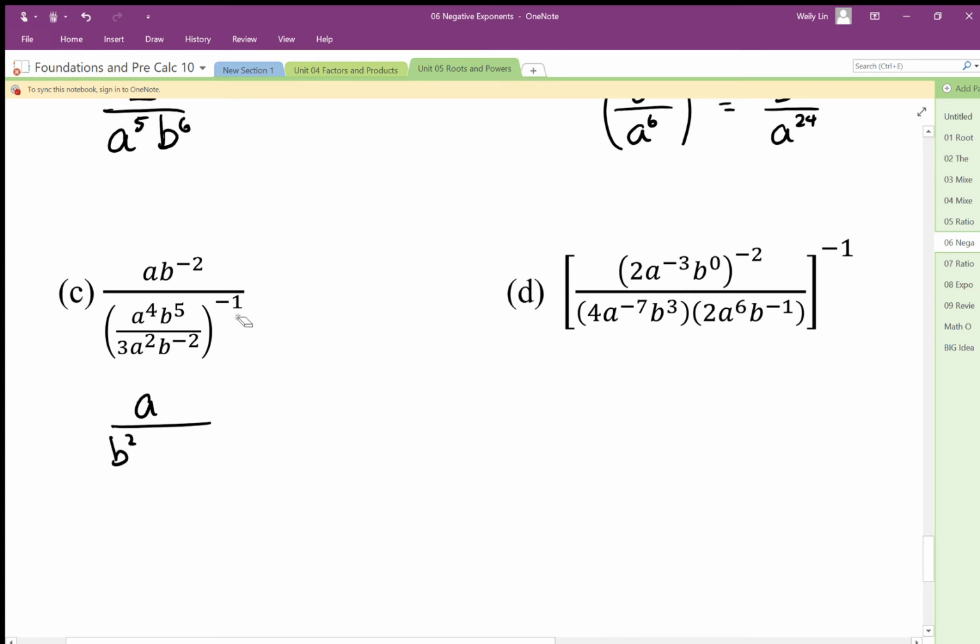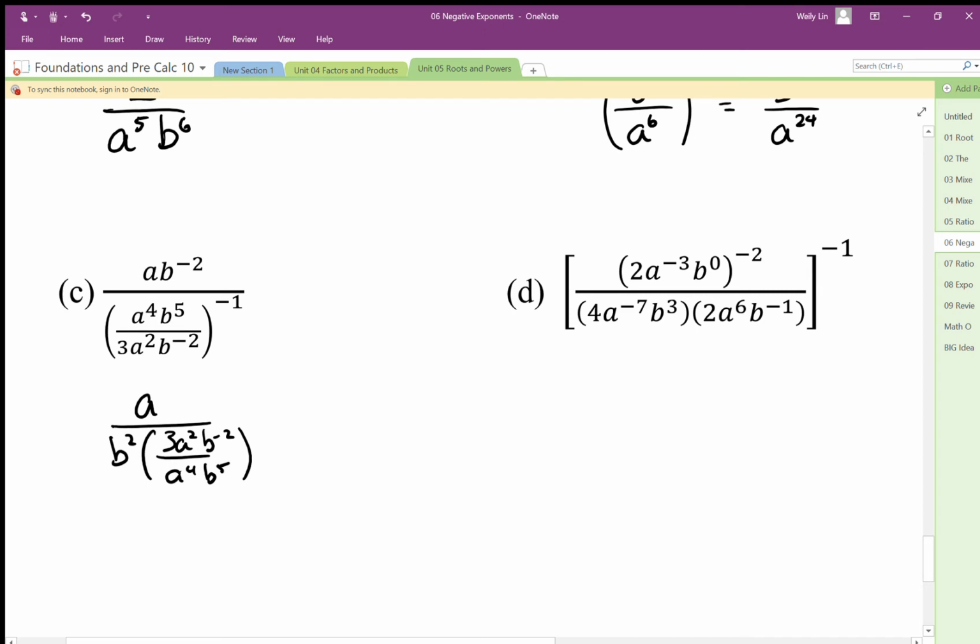Well, there's a couple ways I can deal with this divide in the denominator. I can put this into the numerator as times, or I can do the reciprocal and flip this fraction. So there's 2 ways to do it. And maybe I'll show both ways. So I'm going to flip this fraction by using that divide. So I'm going to end up with 3a squared b negative 2, a4 b5. So I can use that divide to flip the fraction.